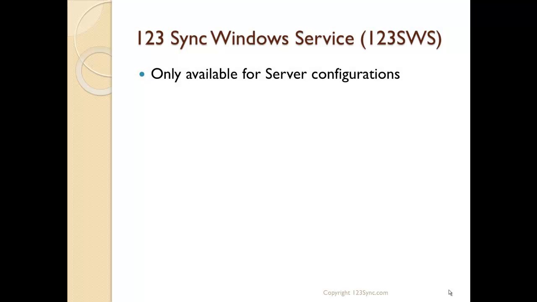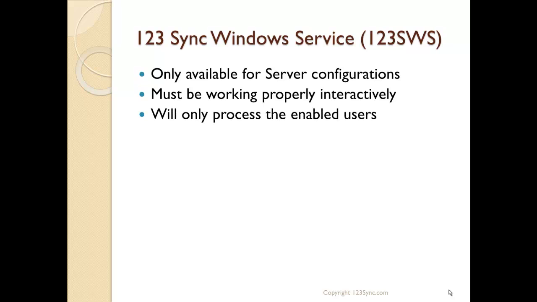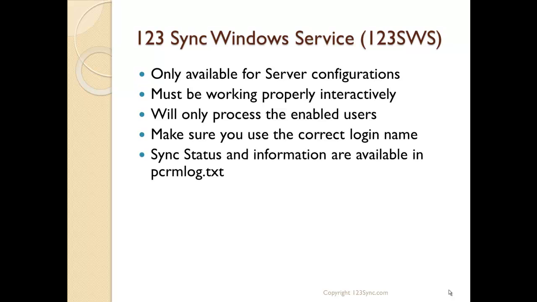To finalize our presentation, the Windows service is only available on server configurations. Make sure that 123 Sync is working properly before you set up the Windows service. It will only process the enabled users. Make sure that you use the correct login name. And also, sync status information is available in the PCRM log file that we put on your system.